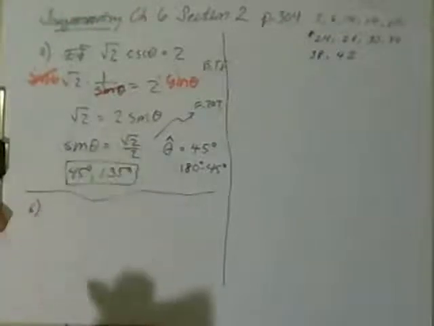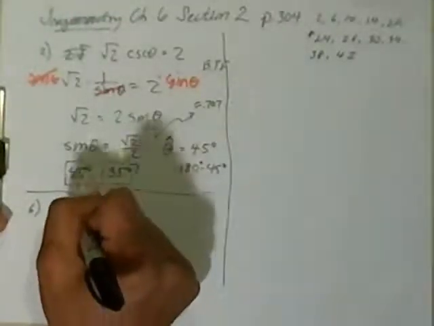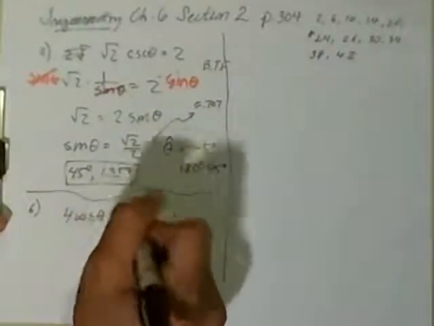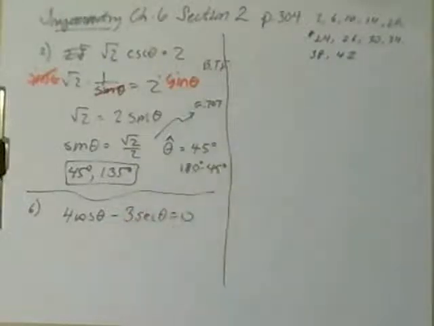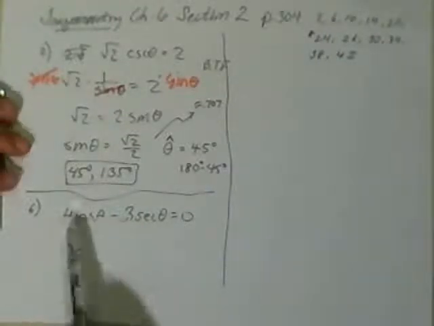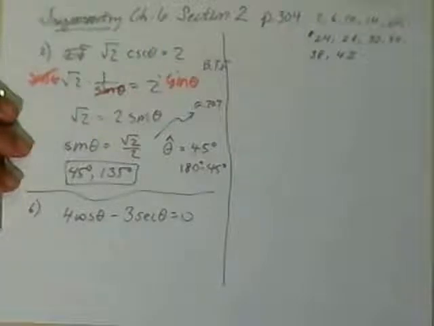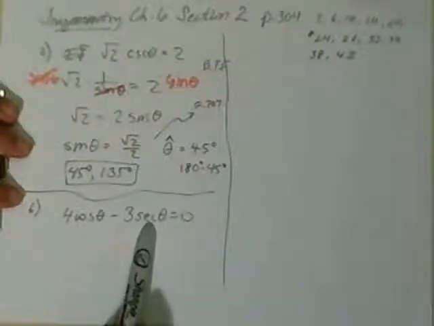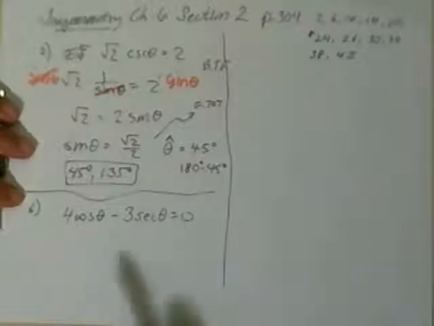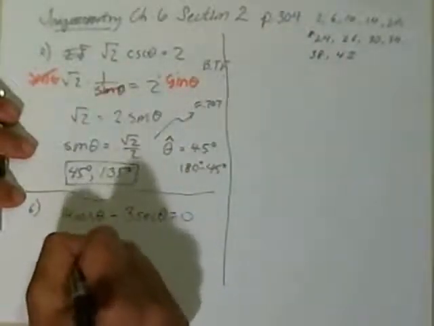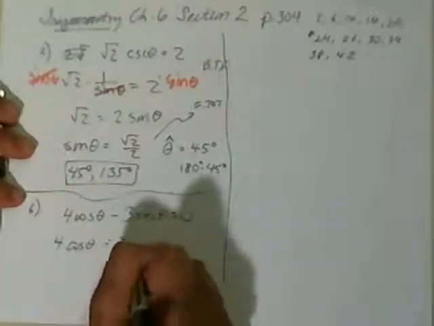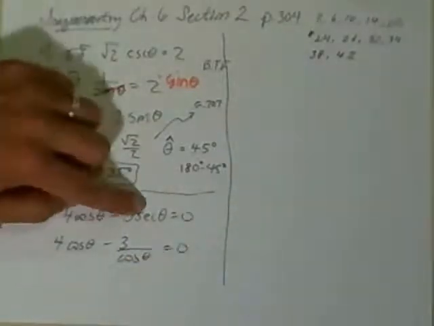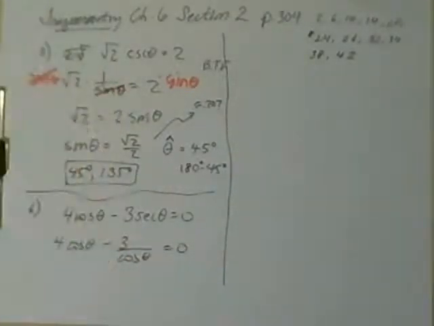Number 6. 4 cosine theta minus 3 secant theta is equal to 0. I have no idea how to solve this problem now. It's a little bit difficult. The reason why is because I have a cosine theta and secant theta. As I stated earlier, we're going to change all the secant, cosecant, tangent, cotangent to sines and cosines. So that becomes 4 cosine of theta minus 3 over cosine of theta equals 0, because that's 1 over cosine of theta and goes to the denominator right over there.